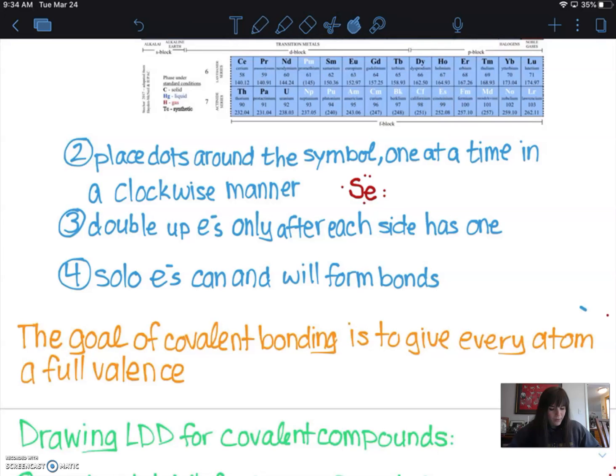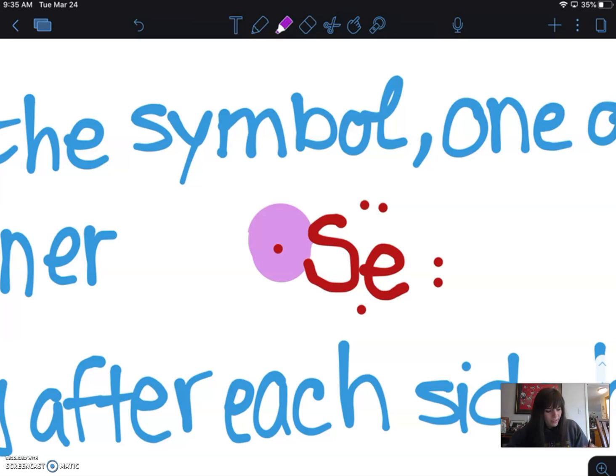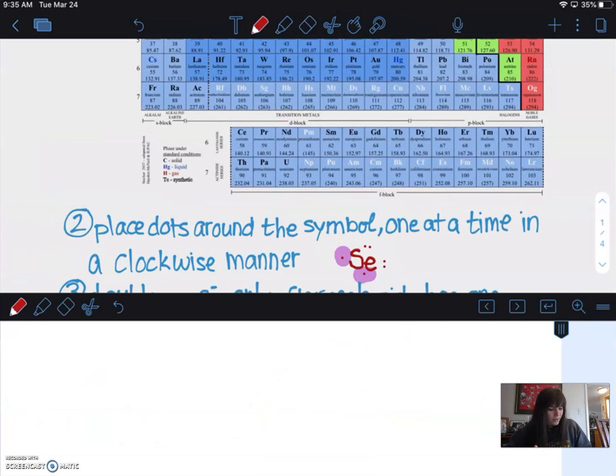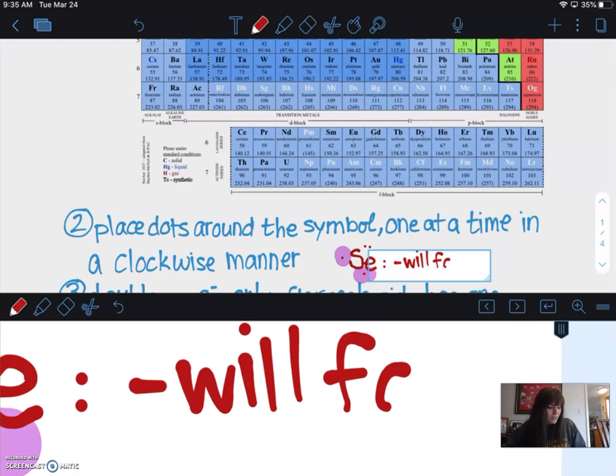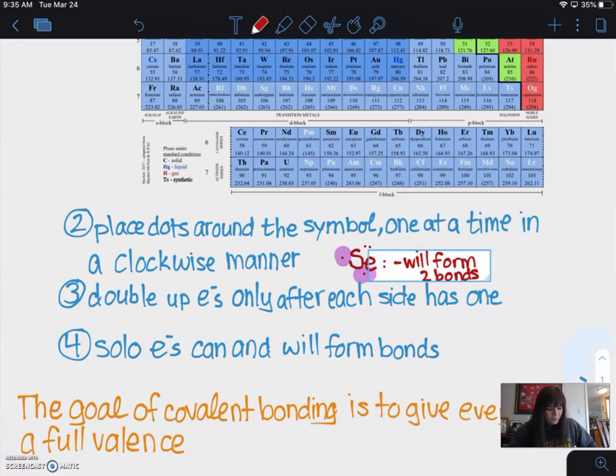The next big thing I want to point out is that the solo electrons, those electrons that are sitting there by themselves, are the ones that can and will form bonds. So if we again look here at selenium, we've got these two that are by themselves. What we can determine from this is that selenium will form 2 bonds. And it has to form those 2 bonds to make a stable compound. Cool.